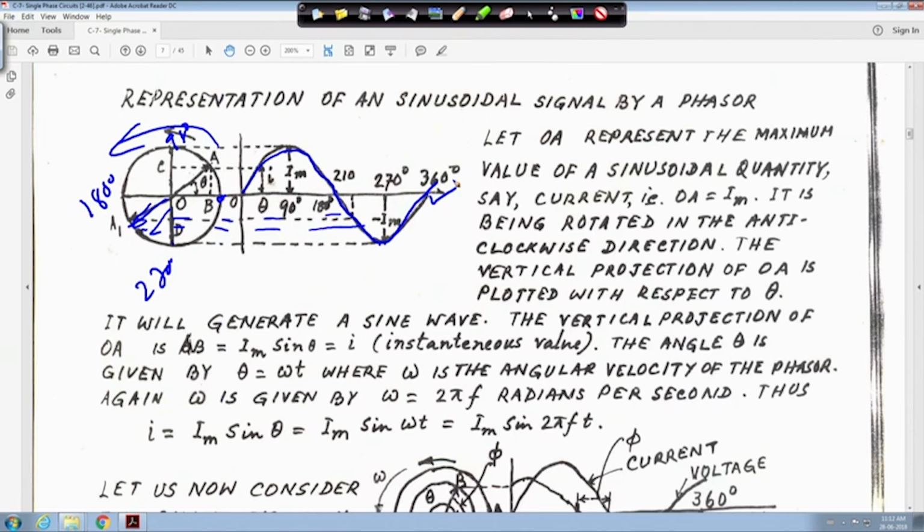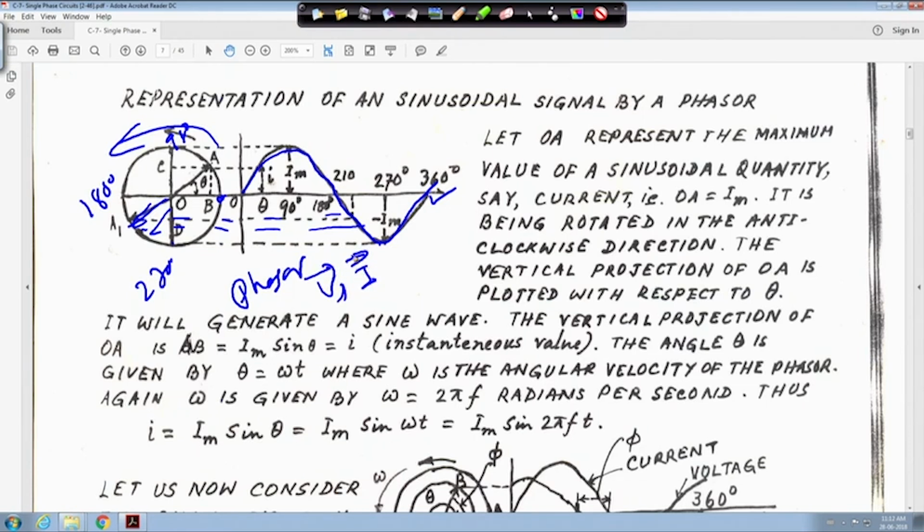This is how a sinusoidal signal is represented by a phasor. A phasor is actually a rotating vector, because the angle will lie between 0 and 360 degrees. It can rotate either clockwise or anti-clockwise; here we are taking anti-clockwise. That phasor is a rotating vector. That means voltage, when we write it this way, V arrow, I arrow, is actually a phasor quantity.